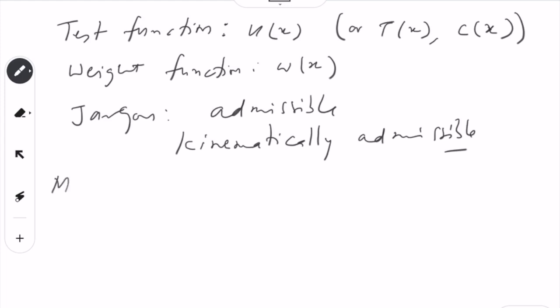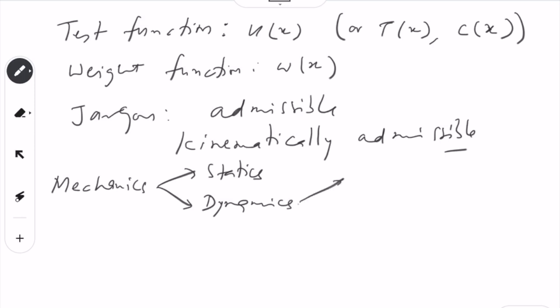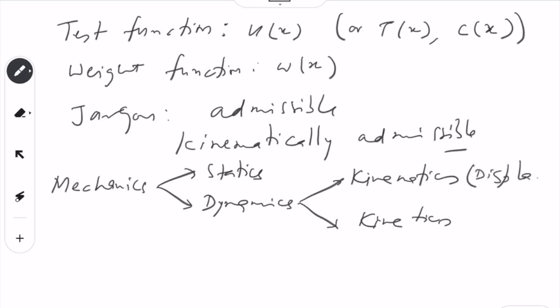So, as you know, the whole mechanics has two parts. You call it as statics, and then you have dynamics, and dynamics also has two parts. One is called kinematics, and the other you call it kinetics. So, kinematics is more like displacement only, or kinetics is about the forces.